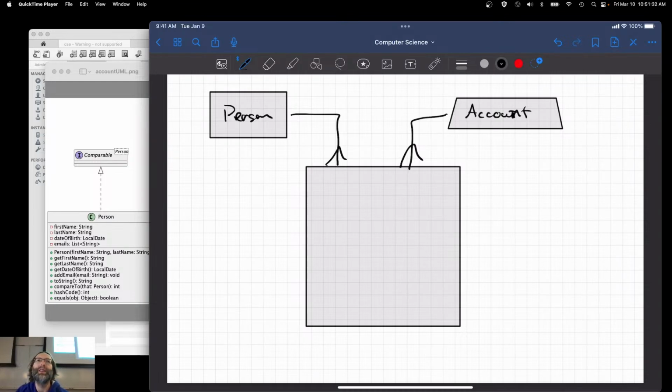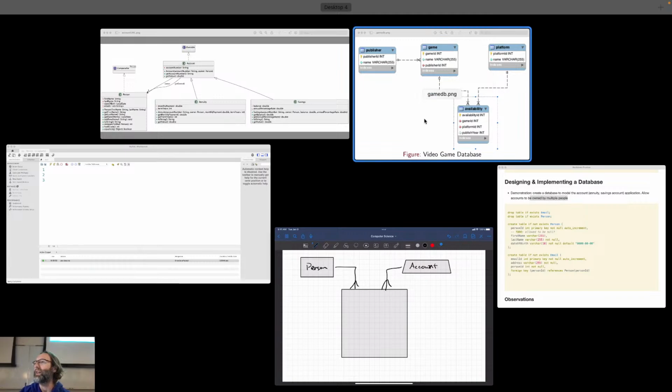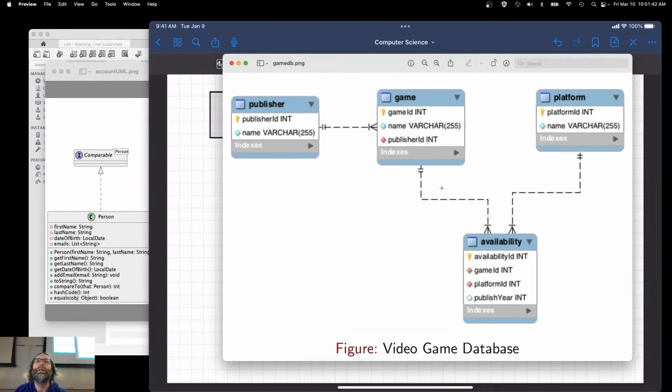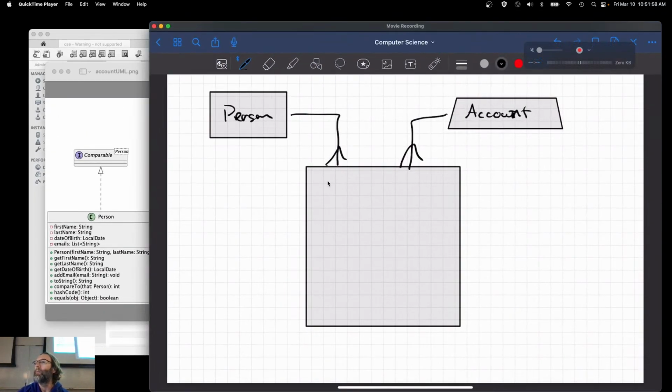We could call it person account, I guess. Account person. Which one goes first? Did we take that strategy over here, though? We didn't call this game platform or platform game to join them together. What was it modeling? That game is available on that platform. What was the verb there? Is available. So what about here? This person blanks this account over here. This account is blanked by that person over there.